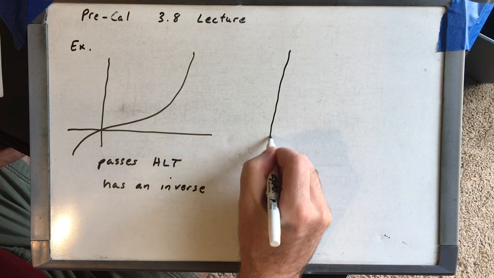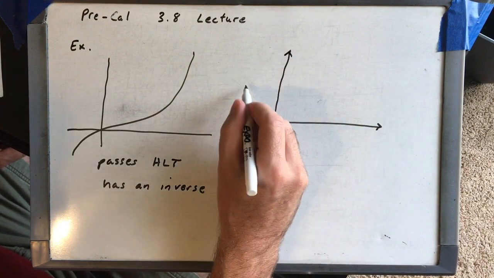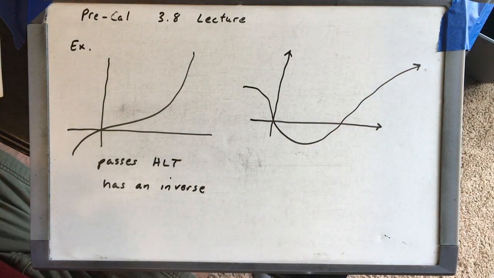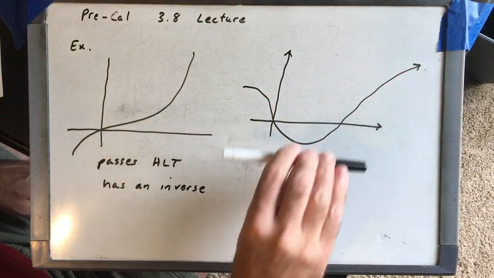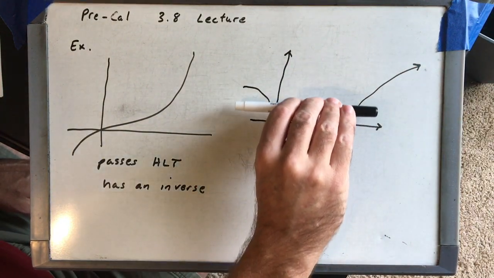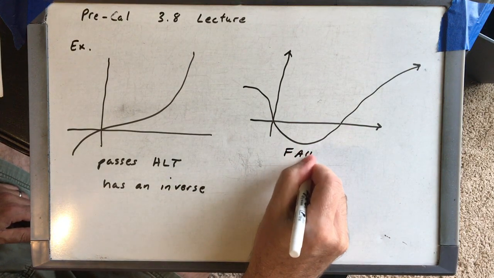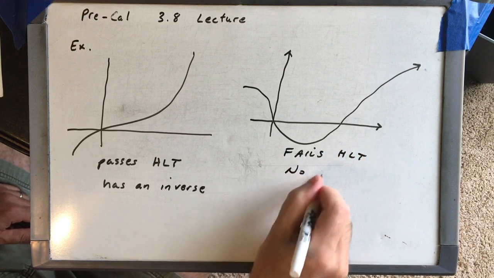All right, and then the one next to that. Still one. Okay, does that pass or fail? That's like a cosine wave or sine wave. You'll learn about that. All right, that fails. So no inverse.